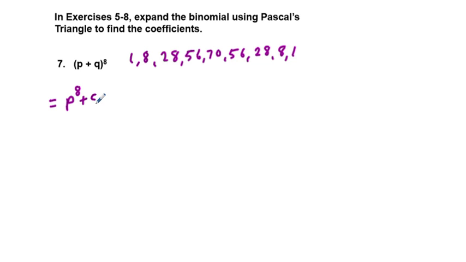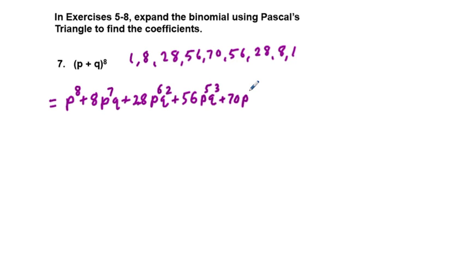plus 8 p to the seventh q plus 28, let's see, p to the sixth q squared plus 56 p to the fifth q cubed plus 70.